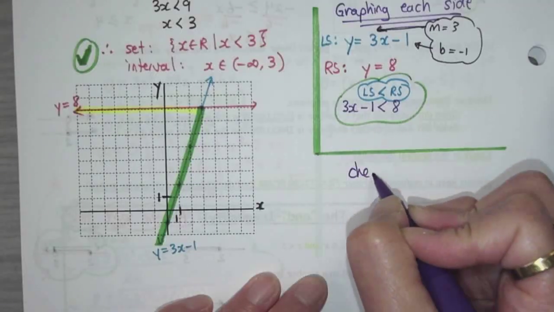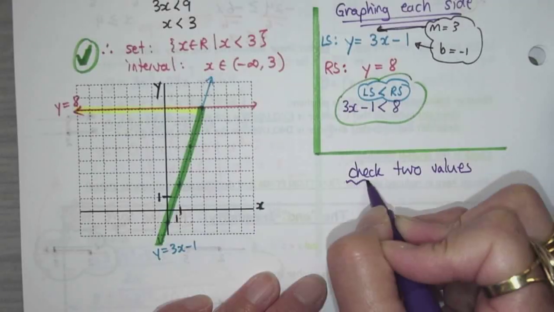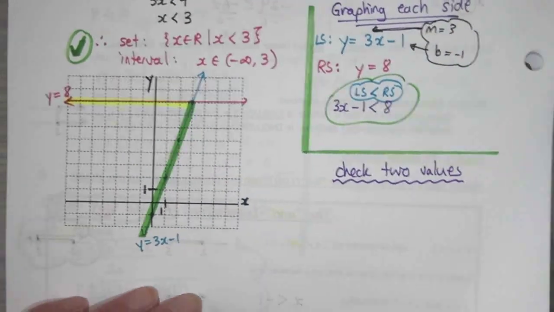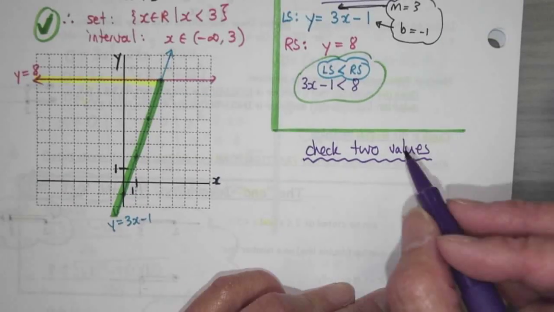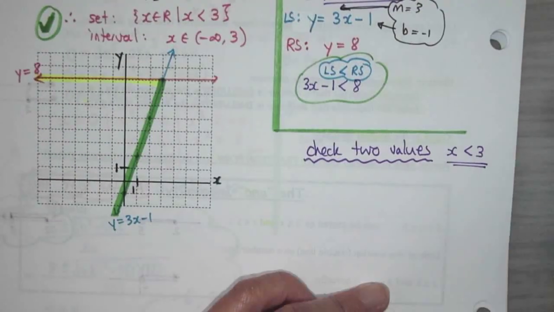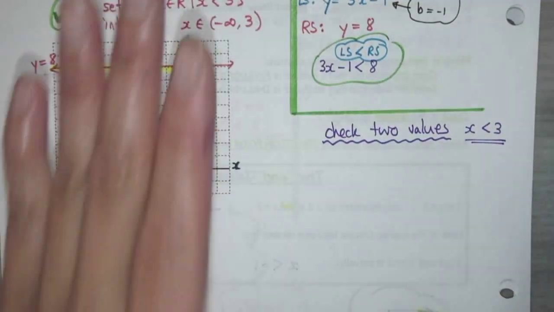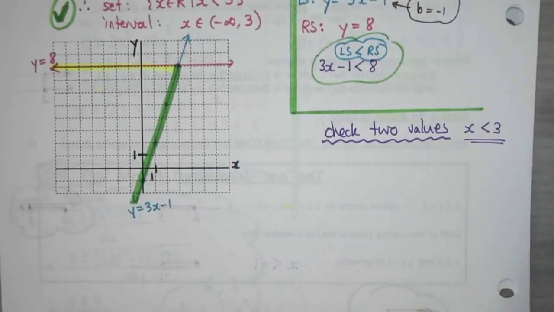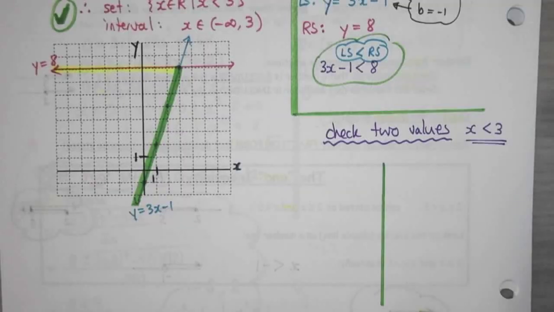So check 2 values. Okay, so this is this part of the question. We're going to check 2 values. And we're checking our answer, which says that x is less than 3, right? So that's my answer. So we're going to check that x is indeed less than 3 and that it works. We've already checked it here graphically, but what if we didn't have the graph and we want to check it? So we're going to do 2 checks. I won't always ask for 2. Might not even ask for a check, but it's good to practice the skills.